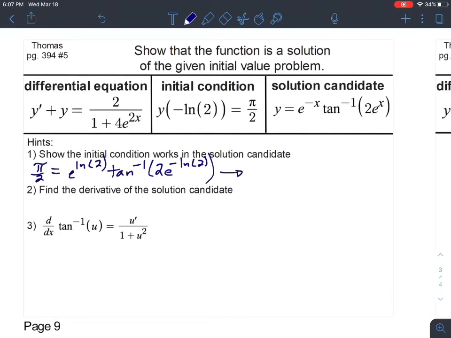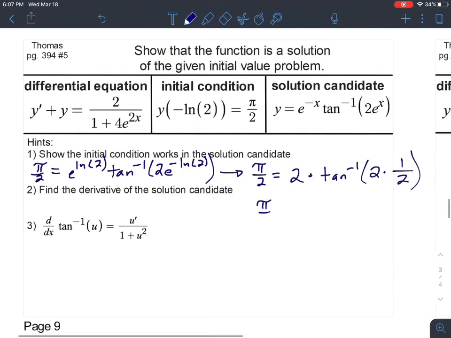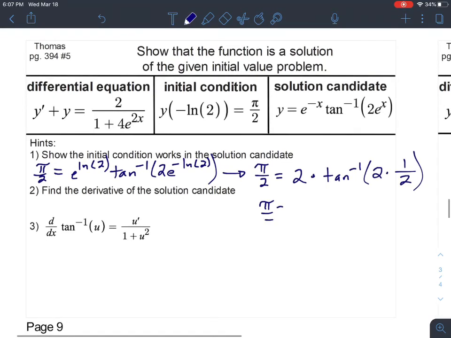Okay, if we were to simplify this then, we get pi over 2 equals e to the natural log of 2, that's just going to be 2. And then arctangent of 2e to the negative natural log of 2 turns into arctangent of 2 times, well, initially that's going to be 1 over e to the natural log of 2, and then that simplifies even further to become 1/2. And we know then if we continue simplifying, pi over 2 is supposed to be equal to 2.